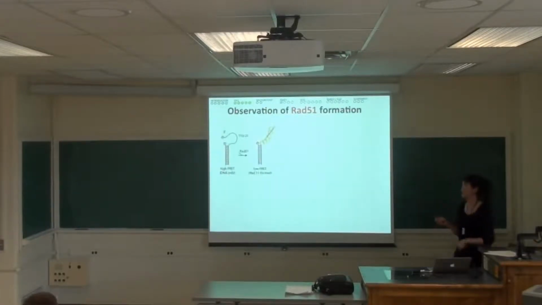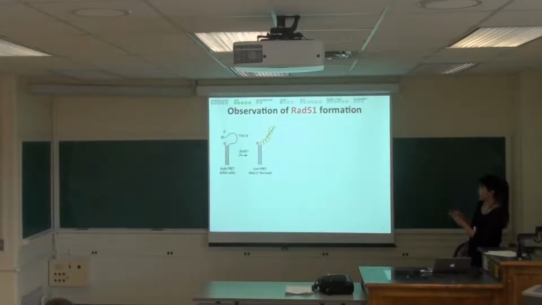Okay, first we wanted to see the formation of Rad51 in real time. So here you have a FRET construct, red dye here, green dye here, and we vary this length from 10 to 20. As the filament binds, we expect to see the FRET go down, because due to the high flexibility of DNA, you expect to see high FRET when the DNA is by itself. As the protein comes and binds, forms filament, it will become low FRET because the dye-to-dye distance will lengthen.